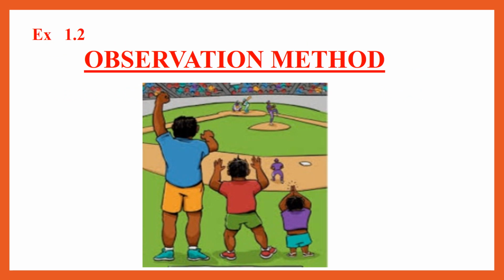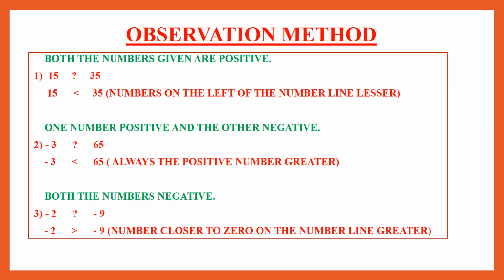Here you see a pic of 3 children standing, all of different heights. By only observing the pic, we can decide who is taller or shorter. The child with the blue colored t-shirt is taller than the one in the red. The child with the purple colored t-shirt is shorter than the one in the red. Let us now use this method of observation to compare rational numbers. In this case, which number would be greater or smaller? We are using the observation method in the following sums.